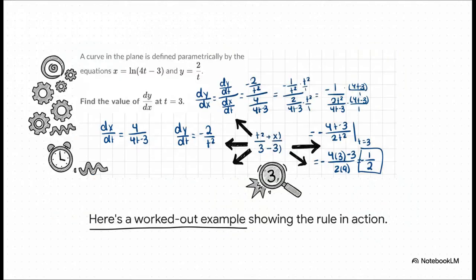Let's actually put this rule into practice. So here we've got x as ln(4t - 3) and y as 2/t. First things first, we find dx/dt and dy/dt all on their own. So dx/dt is 4/(4t - 3), and dy/dt is -2/t². Then you just divide them, pop in our value t equals 3, do a little simplifying, and boom, our slope is 1/2. See? Not so bad?